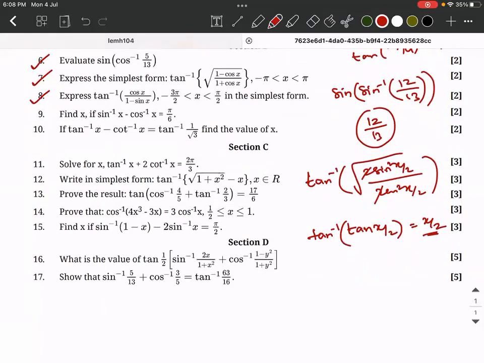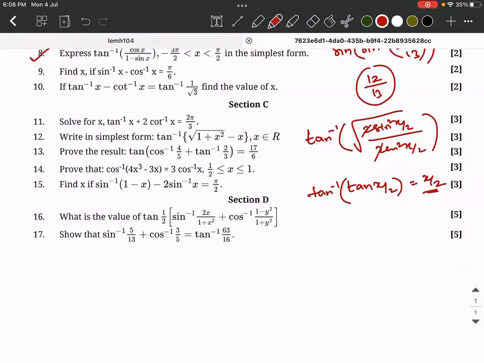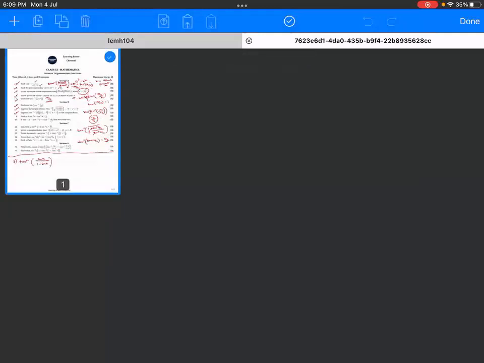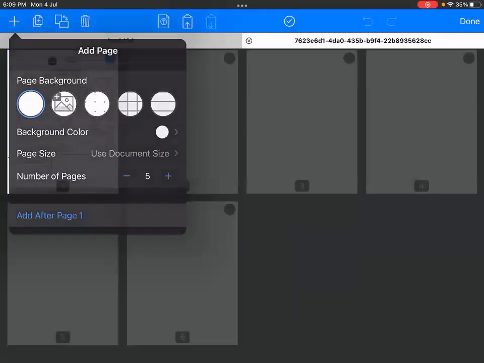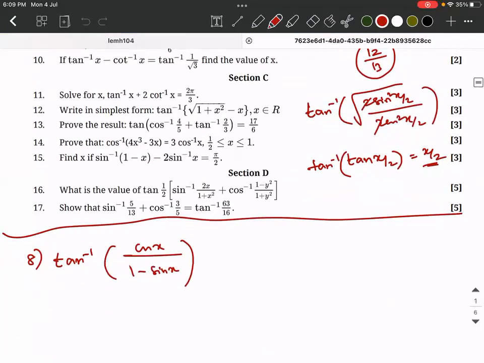Express tan inverse of cos x by 1 minus sin x in the simplest form. Okay. Tan inverse of cos x by 1 minus sin x in the simplest form. So this should be equal to tan inverse of cos x. I can write it as cos square x by 2, 1 minus tan square x by 2. You want to write it like that? Okay. 1 minus tan square x by 2. This is also a right way.